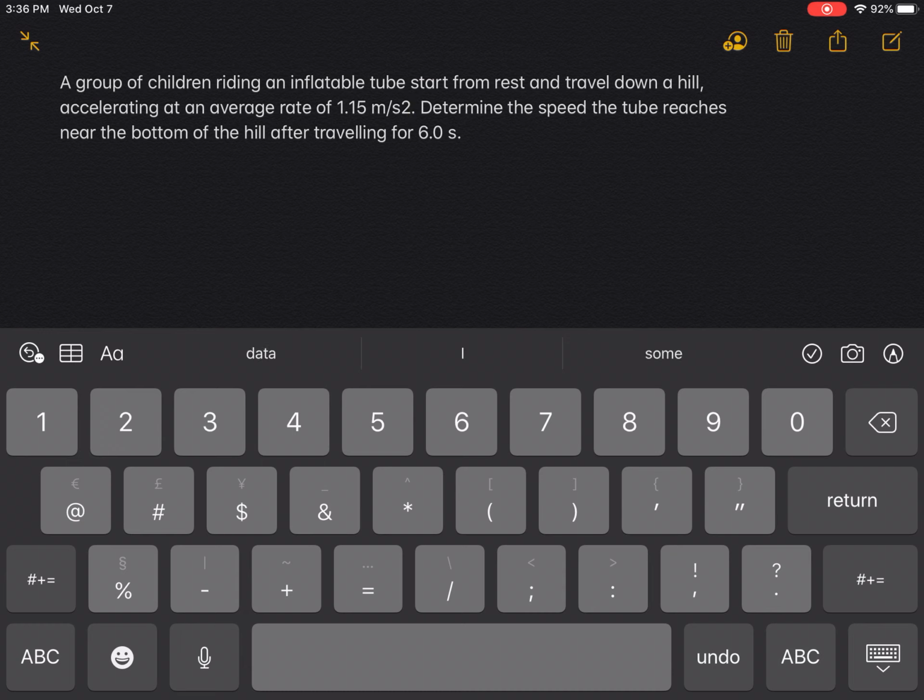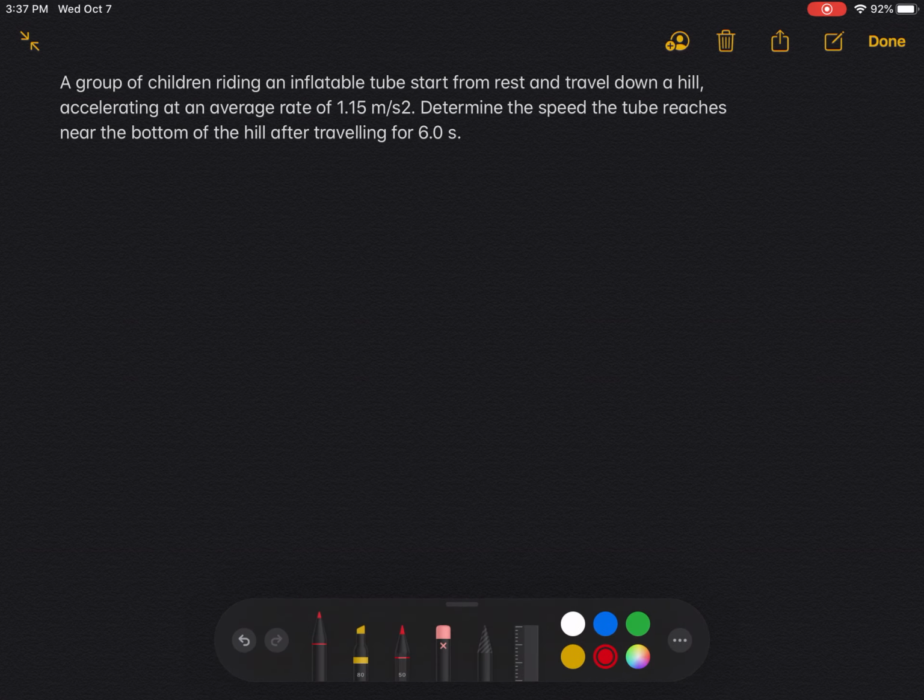It says a group of children riding an inflatable tube start from rest and travel down a hill, accelerating at an average rate of 1.15 meters per second squared. Okay, so this is an acceleration question. It literally says in the question they accelerated. So we need to figure out all of the pieces of our formula.